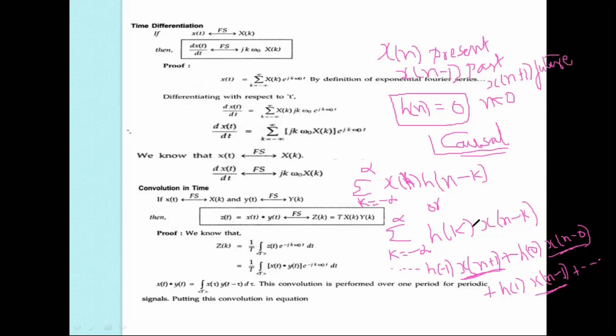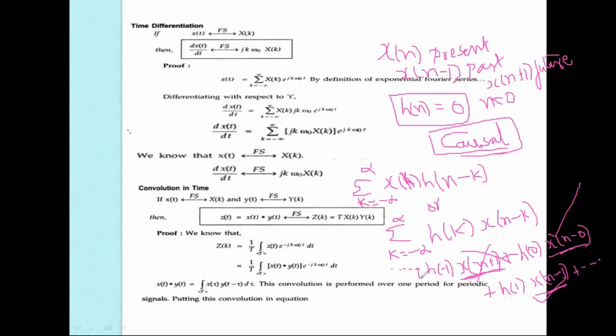So we can call it causal when it depends upon the present input x of n, and it also depends upon the past inputs x of n minus 1. It does not depend upon the future input. So to get that, all the negative values become 0. The input is not at all equal to 0, because here the input is there.